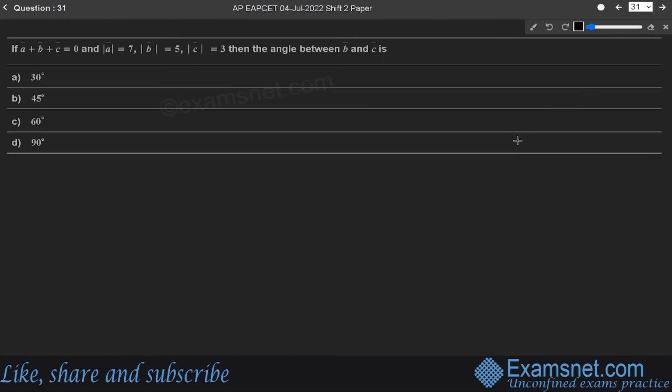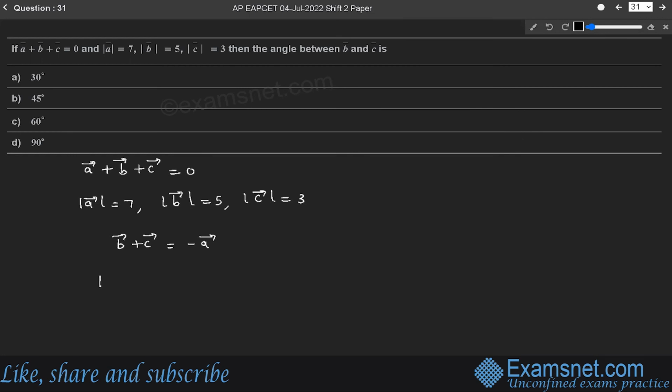Next question is a very, very interesting question. It is given that A vector plus B vector plus C vector is equal to 0, and mode of A vector is equal to 7, mode of B vector is equal to 5, and mode of C vector is equal to 3. Then the angle between B and C is? We know that B vector plus C vector will be equals to minus of A vector.